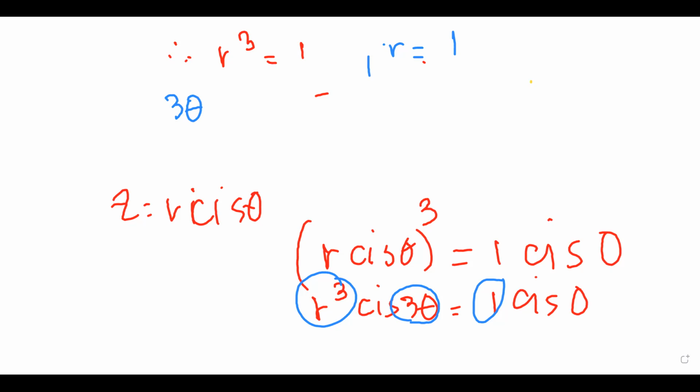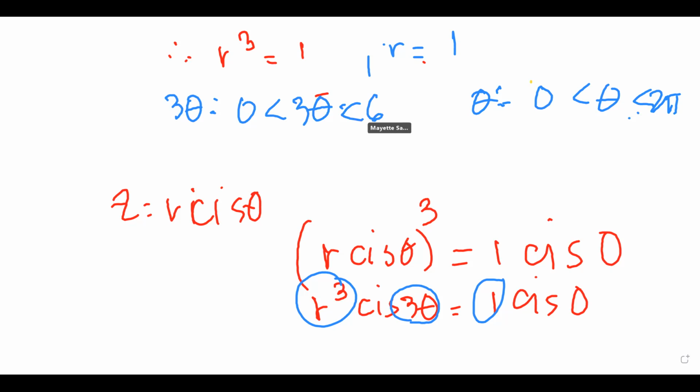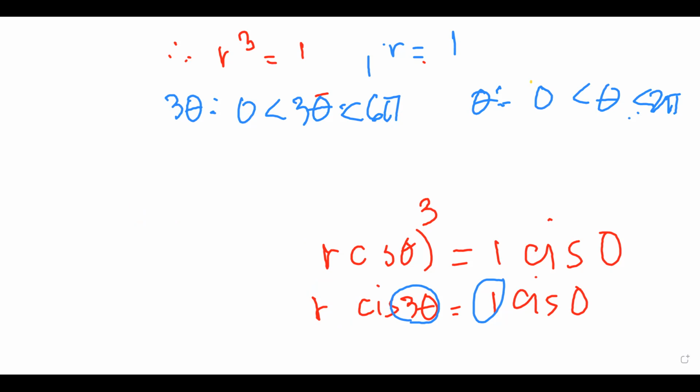Okay, so 3 theta. We know that if it's theta only, then theta is from 0 to 2 pi, right? If it's 3 theta, this will now be 3 theta from 0 to 6 pi. Okay, now let us find the roots here.